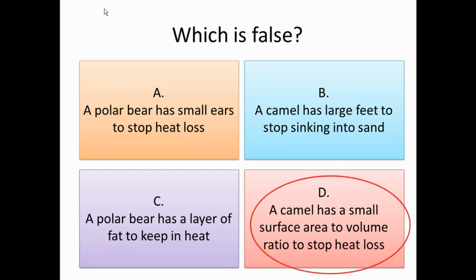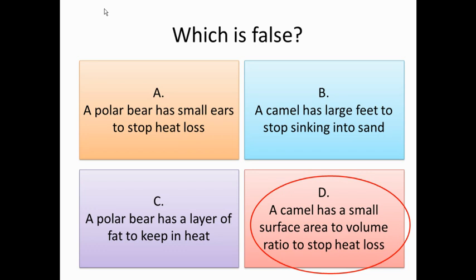D is false, okay? A camel has a small surface area to volume ratio to stop heat loss. It has a large surface area to volume ratio to help with heat loss, okay? It wants to get rid of the heat. So D is the false answer.